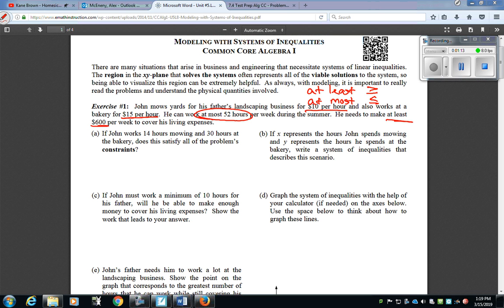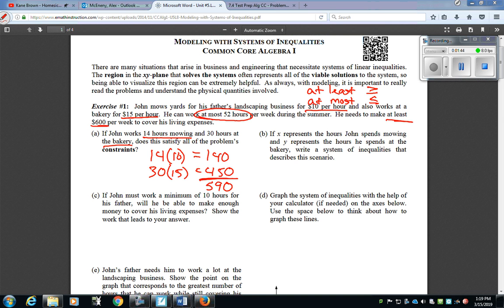So the first thing is he's working 14 hours mowing and 30 hours at the bakery. Now we know he's getting paid for 14 hours of mowing at $10 an hour. So that's 14 times 10, which would be 140. And 30 hours at the bakery, and he's making $15 an hour, so that would be 450. So, based on what we just talked about, the total that he's made would be $590.